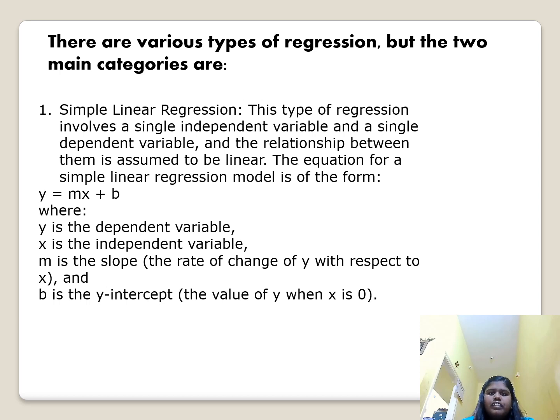There are various types of regression, but the two main categories are simple linear regression and multiple regression. Simple linear regression involves a single independent variable and a single dependent variable, and the relationship between them is assumed to be linear. The equation for a simple linear regression model is in the form y = mx + b, where y is the dependent variable, x is the independent variable, m is the slope, the rate of change of y with respect to x, and b is the y-intercept, the value of y when x equals 0.